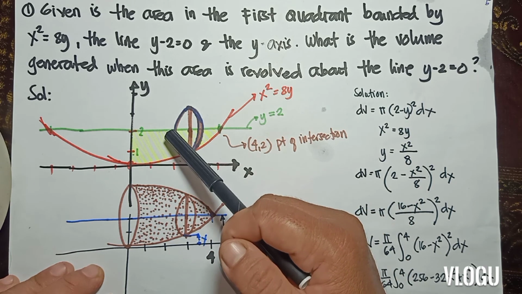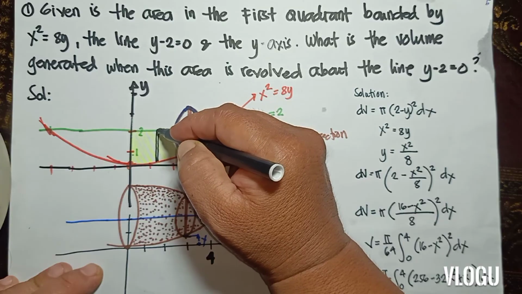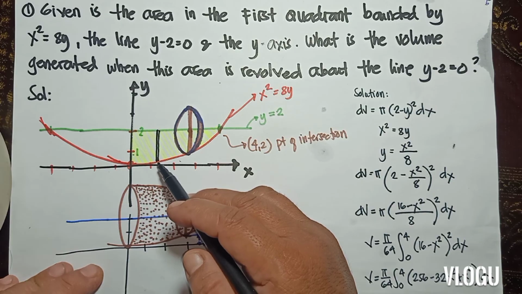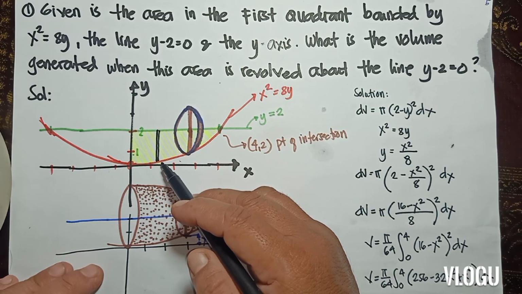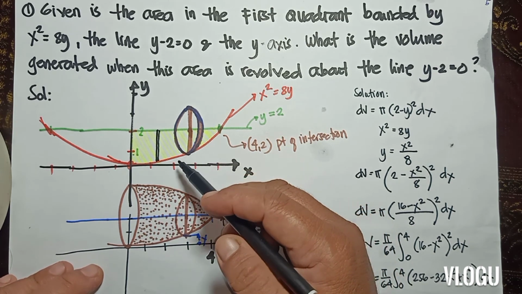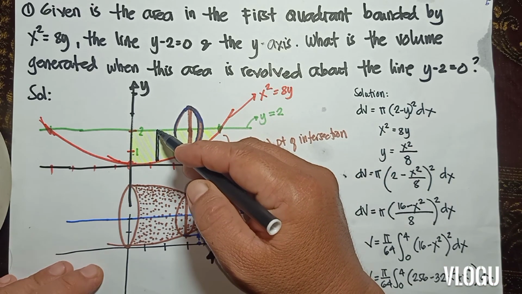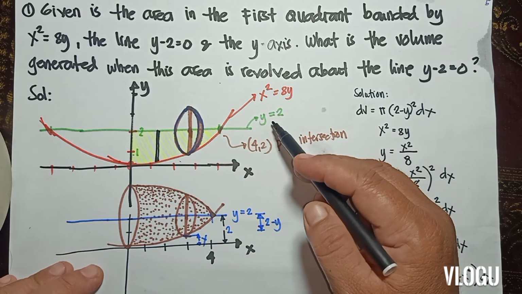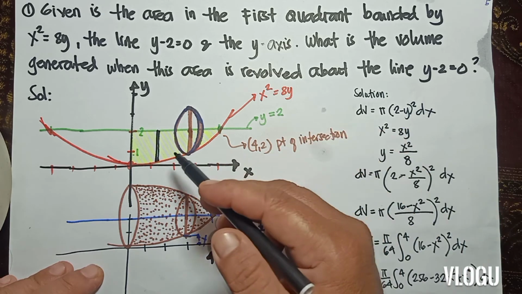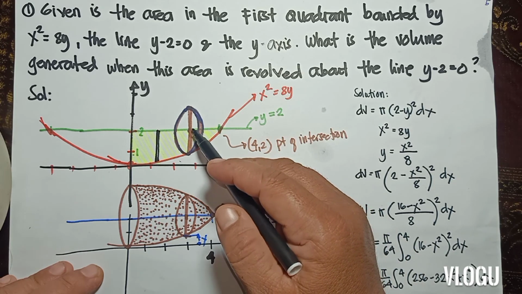So if we will have a vertical strip that can touch the equation y is equal to 2, and that can touch the other equation x squared is equal to 8y. Okay? So therefore, our strip here is vertical. Then we are going to revolve that vertical strip about y is equal to 2. So, we will not revolve about the x-axis, but we are going to revolve at y is equal to 2.